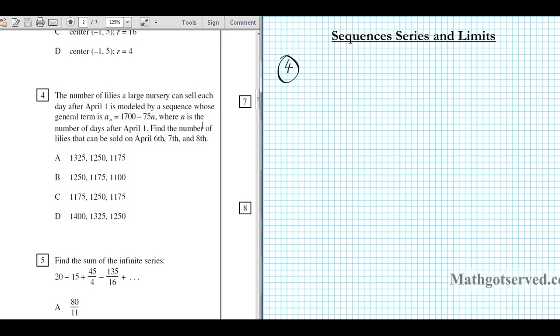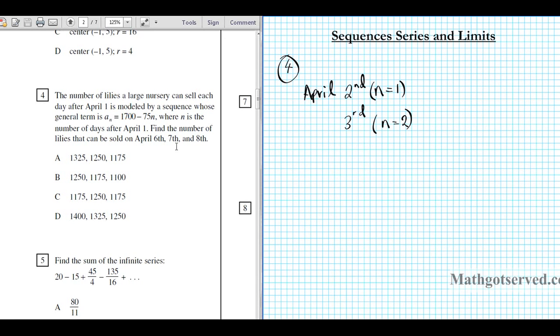Okay, so you have to remember, note that we're looking for the days after April 1st, okay? So for April 2nd, we're going to have n equals 1. And then for April 3rd, we're going to have n equals 2. So basically, we just subtract 1 from the date, okay? All right, so now what we're going to do is look at the pattern, and we notice that it's basically 1 less, okay?